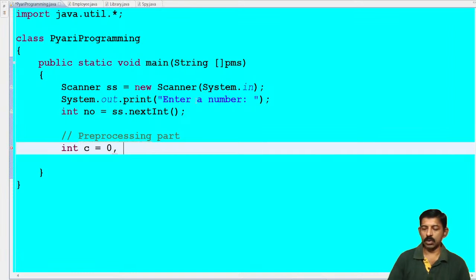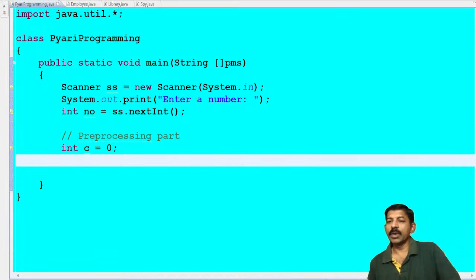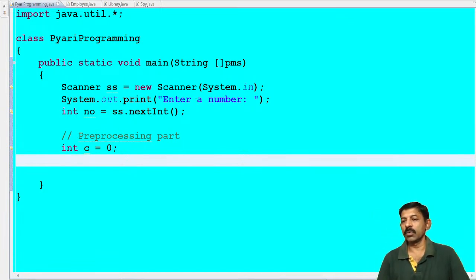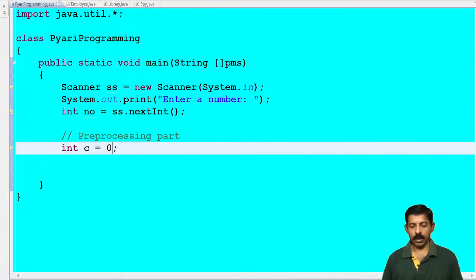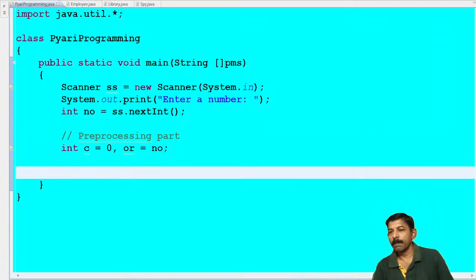Okay, fine. Counter is 0. Then yes, counter is over. Next. Pre-processing part is over. Next. Backup is required. Yes, good. Backup is required. Okay, backup is over. Next part. Store the original number. Welcome.